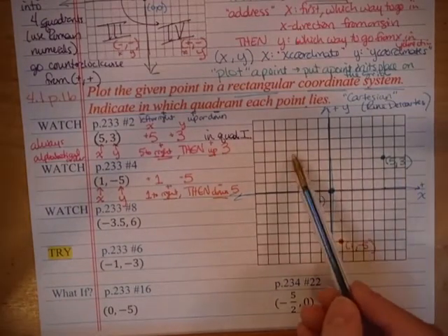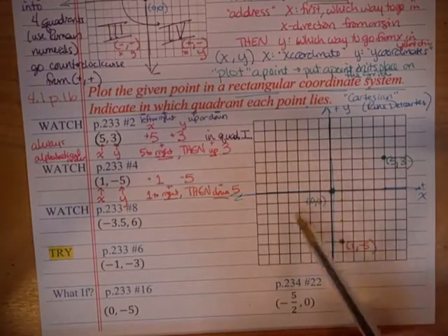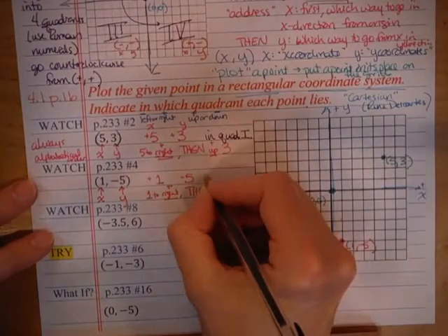Quadrant 4. First, second, third, fourth. Start in the upper right, positive, positive, and go counterclockwise: 1, 2, 3, 4. So this one is in quadrant 4.